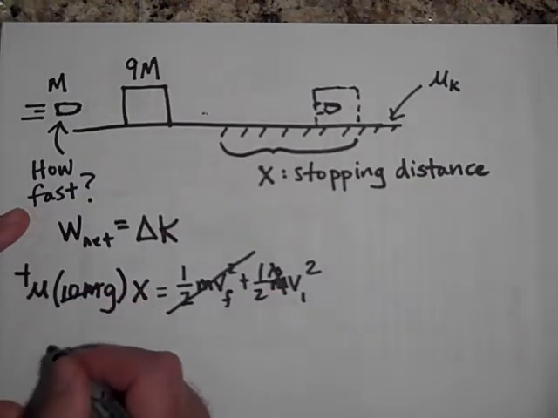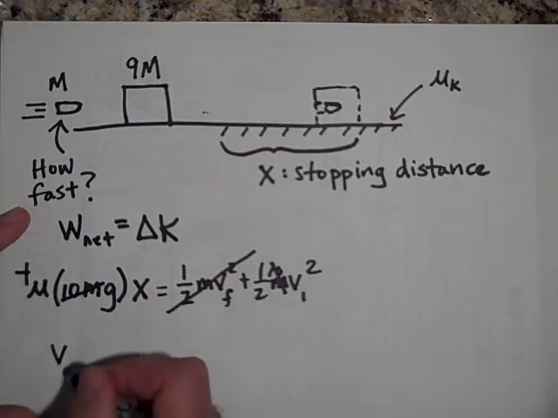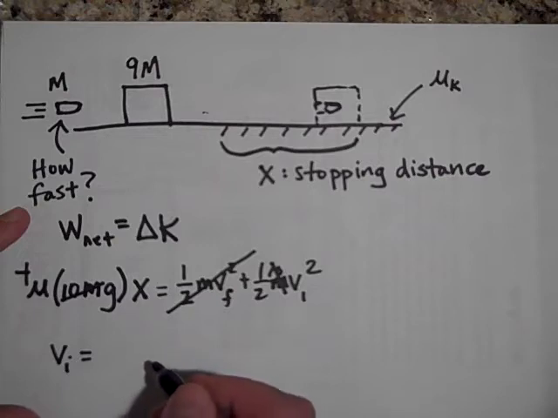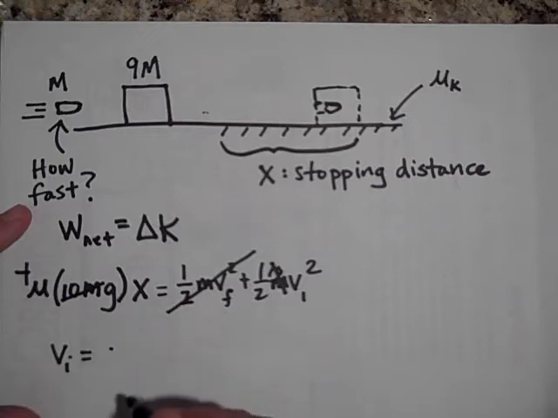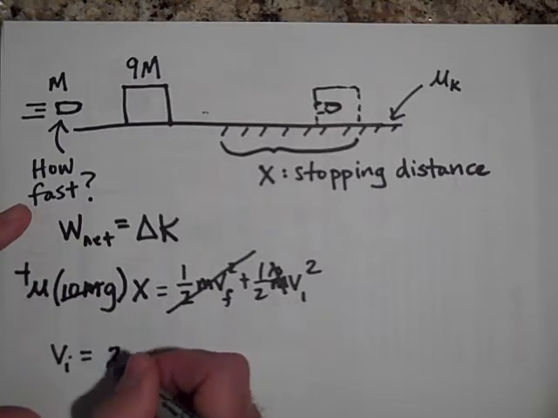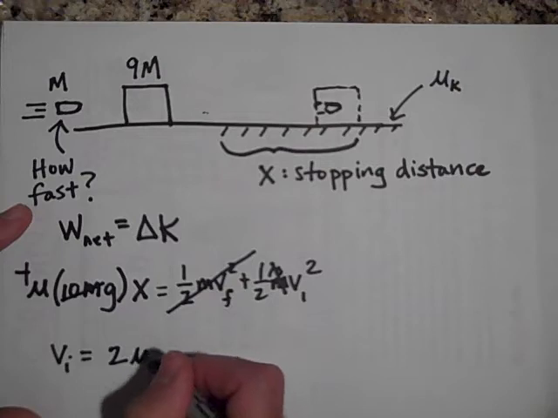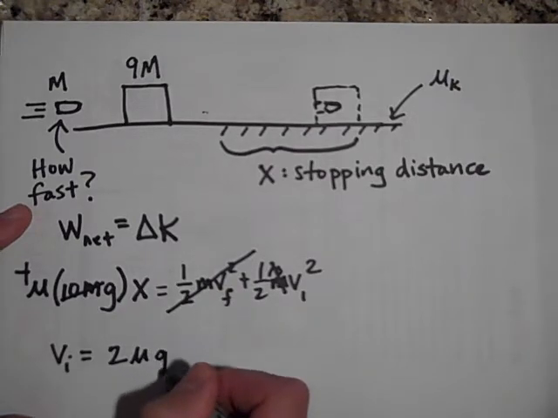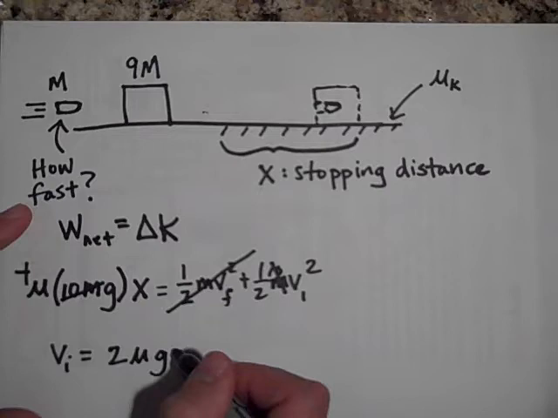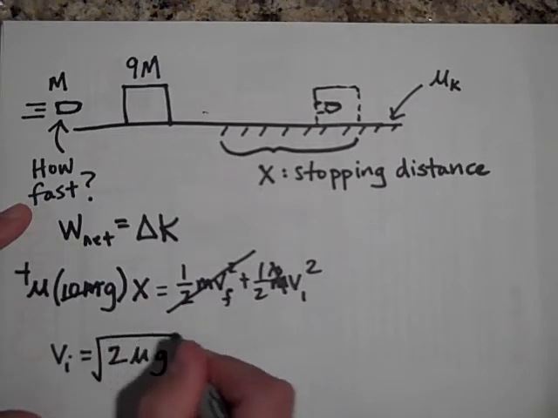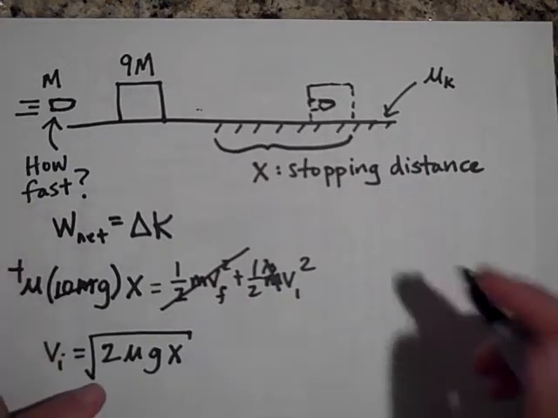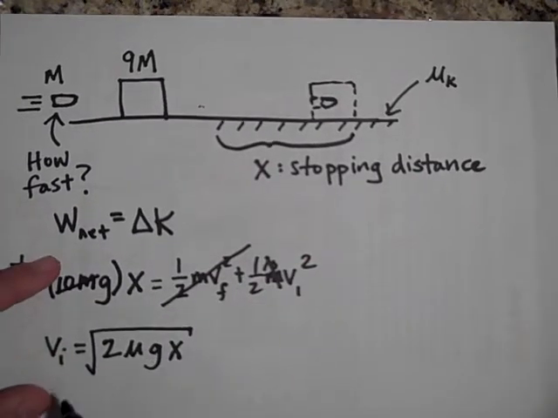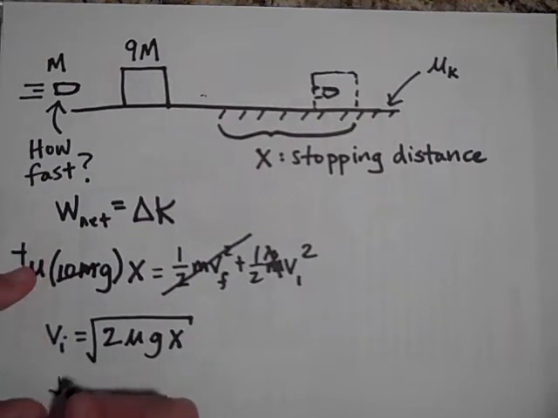And so V initial is looking like it is going to be, I'm going to bring the 2 on the other side, so it's going to be 2 times mu times g times x. Square root it. Okay, so that's the velocity. This is the velocity just after the collision.